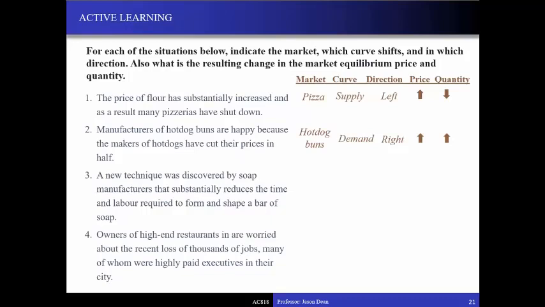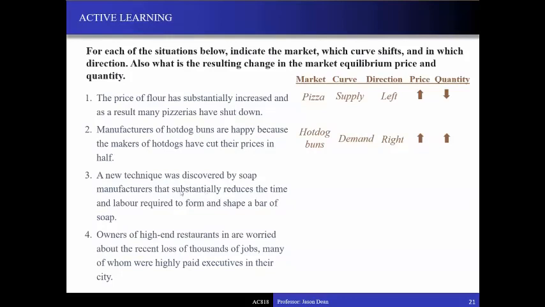So anyways, the next one here is talking about a new technique that was discovered by soap manufacturers that substantially reduces the time and labor required to form and shape a bar of soap. So I'll give you guys a sec to think about that. So, right away, did we talk about technology and efficiency? Was that in our list of determinants of demand? Yep. Okay, good.